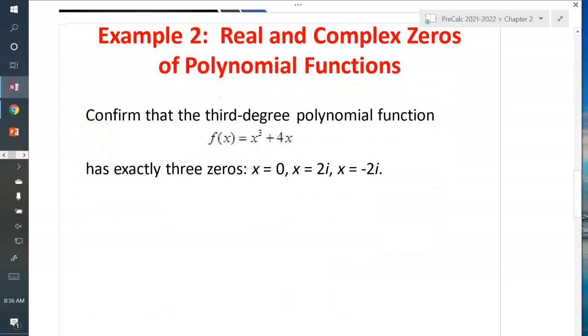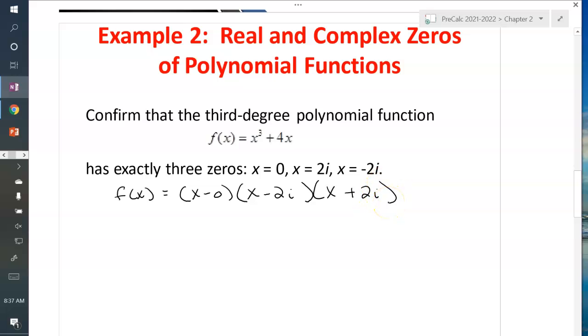All right, we're going to confirm that the third degree polynomial function has exactly 3 zeros. And those zeros are x equals 0, x equals 2i, and x equals negative 2i. So here's how we're going to do this. We're going to take our zeros and write them into our polynomial. So f of x equals x minus 0, x minus 2i, x minus the negative 2i, which is x plus 2i.